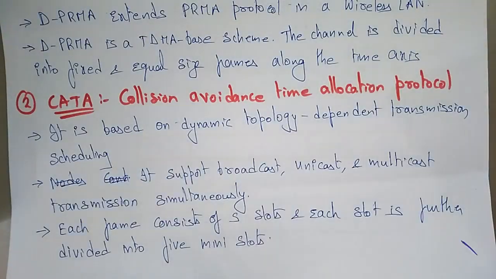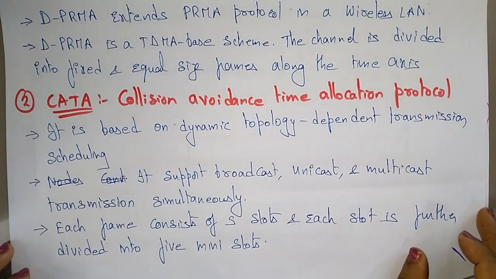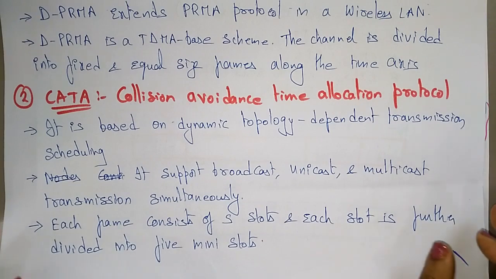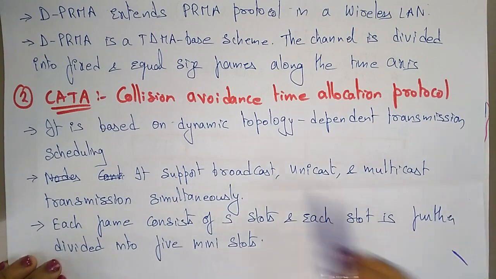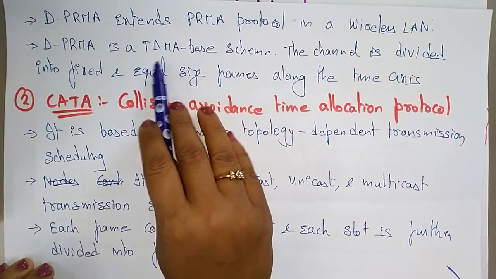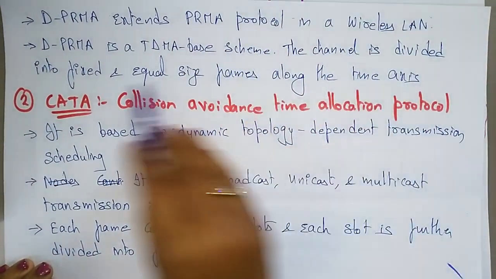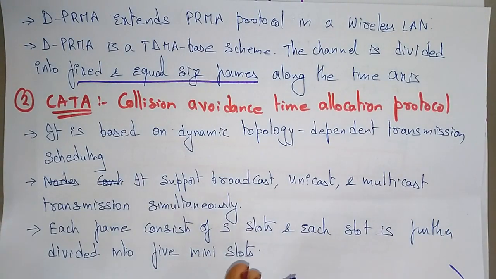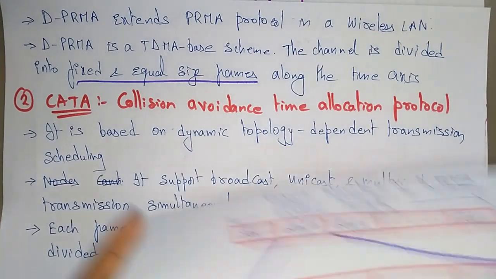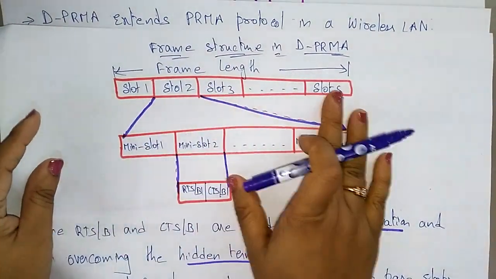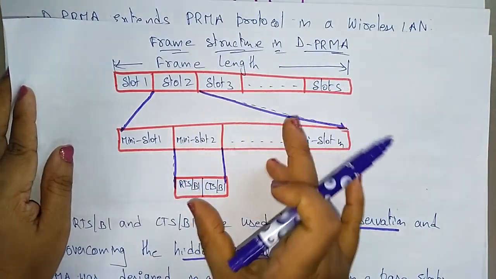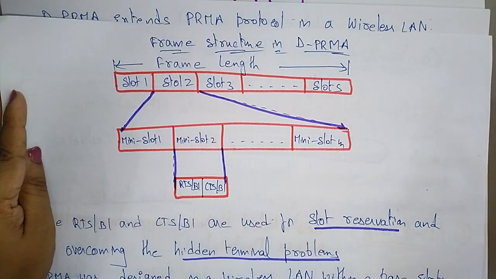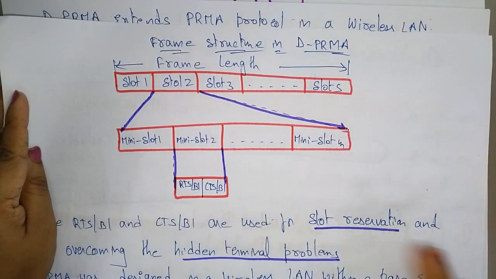So here the DPRMA extends the PRMA protocol in a wireless LAN, and the DPRMA, the distributed packet reservation multiple access protocol, is a TDMA, time division multiple access based scheme. The channel is divided into fixed and equal size frames, as we said now. Just remember this frame structure: the frames are divided into slots, each slot again divided into mini slots, and each mini slot holds the request to send and clear to send for the slot reservation and overcoming the hidden terminal problems.